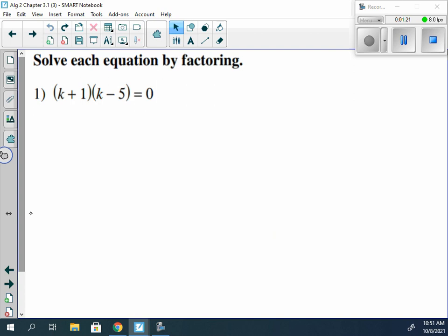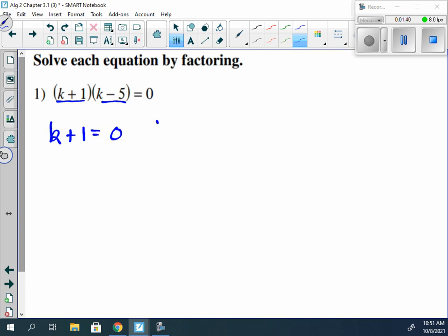So the first one we're looking at is this here. k plus 1 times k minus 5 equals 0. Well, I do have two things being multiplied together to equal 0. So either k plus 1 is 0 or k minus 5 is 0. So we're saying that either k plus 1 is equal to 0 or k minus 5 is equal to 0, because if the two of those multiply together to equal 0, one of them has to be 0.